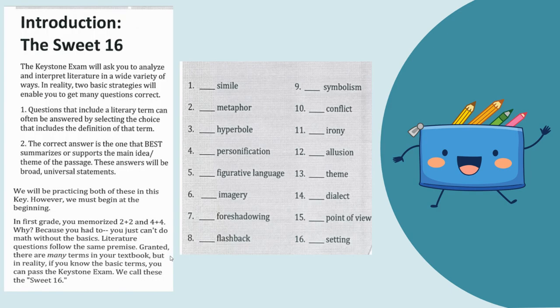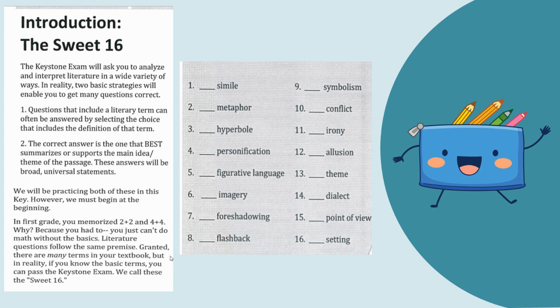So, the Keystone exam is going to ask you to analyze and interpret information and literature in a wide variety of ways. There are two basic strategies that will help you get many of your answers correct. The first one is that questions that include a literary term can often be answered by selecting the choice that includes the definition of the term. And the correct answer is the one that best summarizes or supports the main idea or theme of the passage. So, those answers will be broad, universal statements.